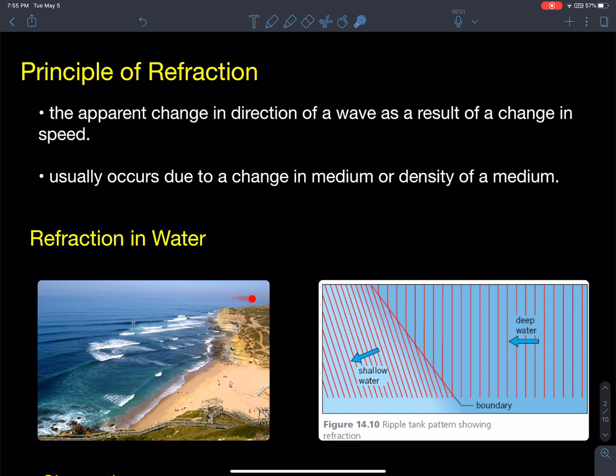So here I can see a picture of water waves in the sea. In the deep sea, the waves have an equal wavelength and they're all traveling in the same direction. But as they approach the shore, we see that the waves start to bend and they get shorter. And that's because they're slowing down. All right, so that change in direction is a result of refraction.